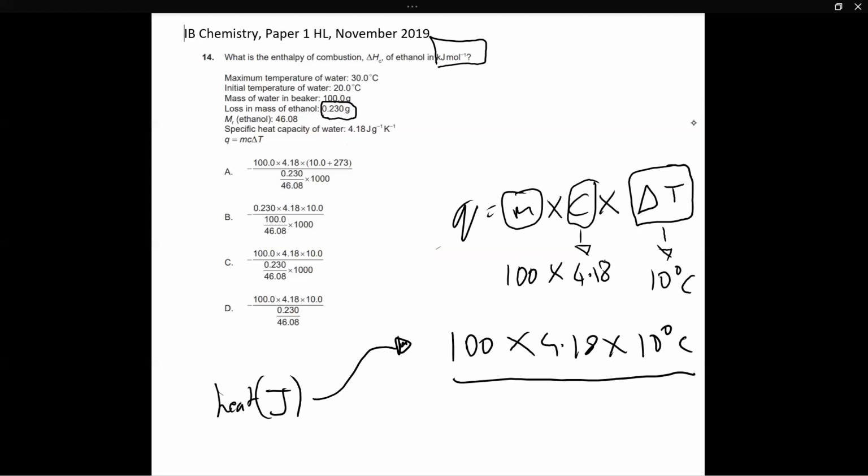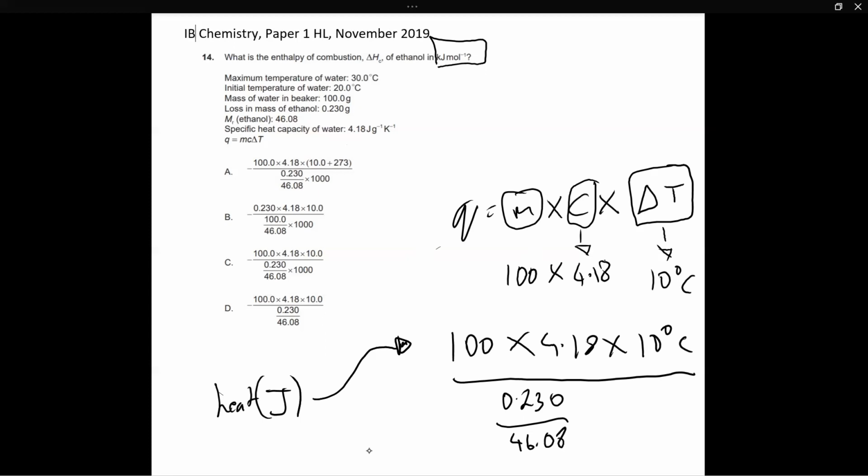And how do we calculate the number of moles of ethanol? We know the formula for moles. Moles is equal to the mass of the substance divided by the molar mass, right? And we know both these things. We know the mass and we know the molar mass. So the mass of ethanol burnt was 0.230 grams. We see that over here. They've given it to us in the question. And the molar mass of ethanol is also given to us. Wow, they've made our life so simple, which is very unlike the IB. And we know that the molar mass of ethanol is 46.08. So these are the number of moles.